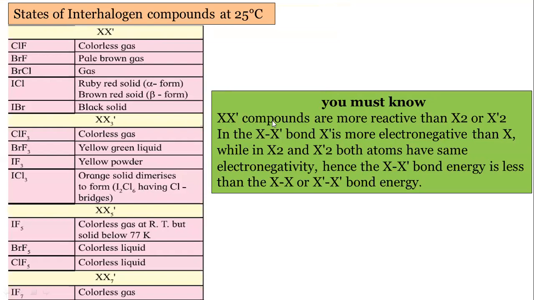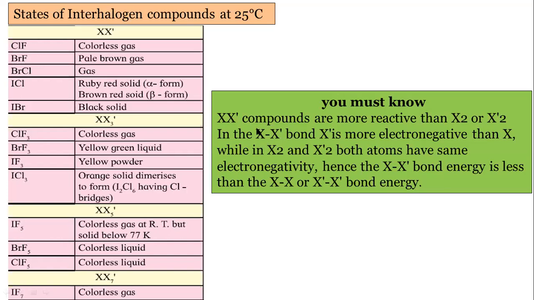XX dash compounds are more reactive than X2 or X dash 2. Remember, these interhalogen compounds are more reactive than normal halogens, where X2 and X dash 2 mean all the halogens are the same. These XX dash compounds are more reactive. Why they are reactive, I will explain.